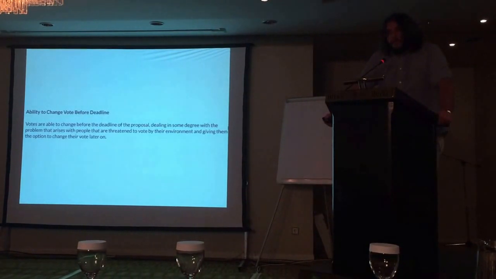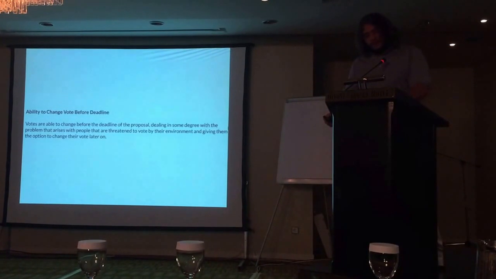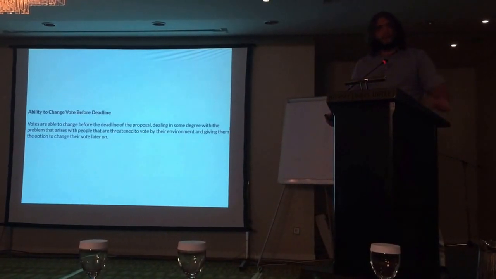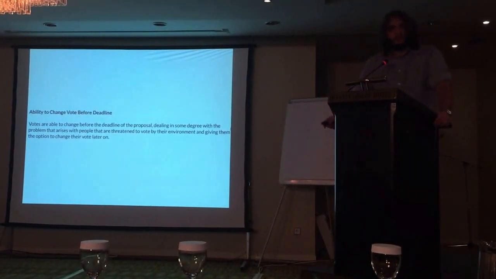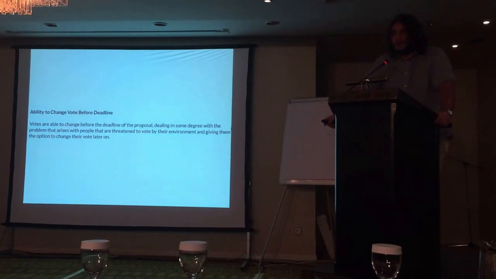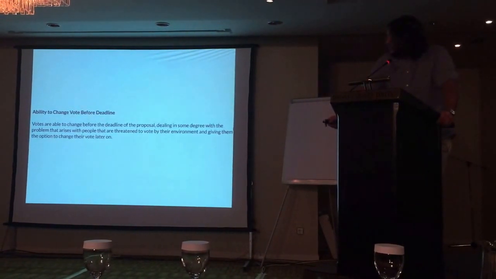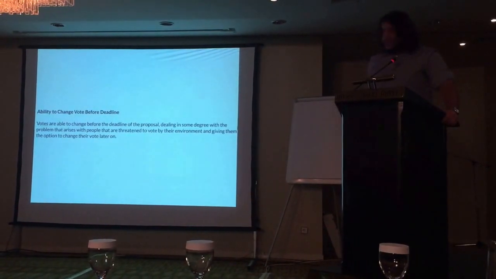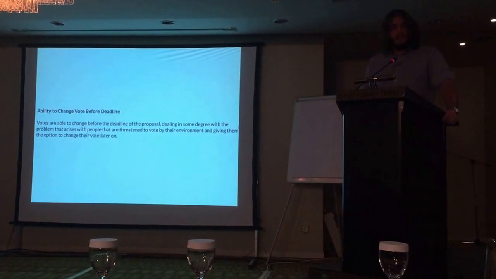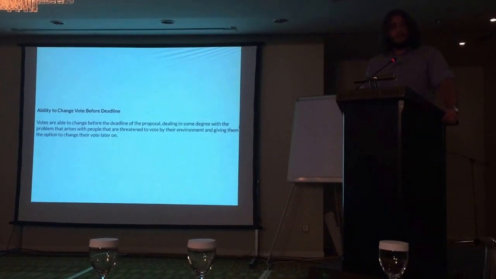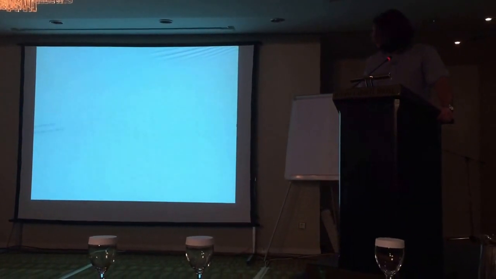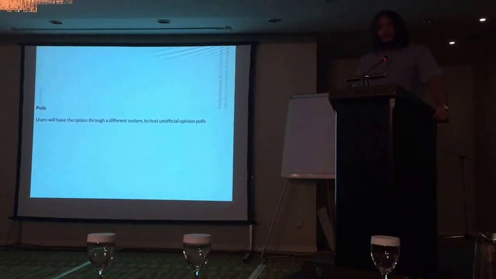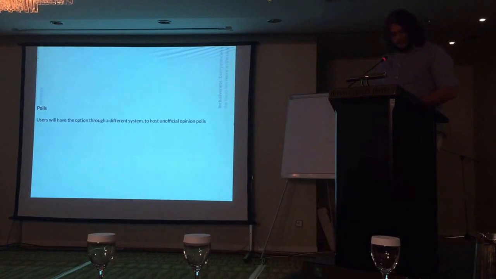There is a problem with e-democracy in that there is the chance of someone forcing the vote of someone else. If someone lives in a hostile environment, he or she may be threatened to vote for something. So the ability to change the vote before the deadline as many times as you want deals to some extent with this problem. Also, users will have the option to create unofficial polls to gather opinions.